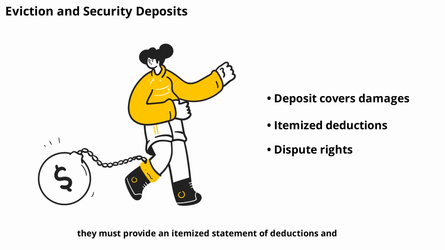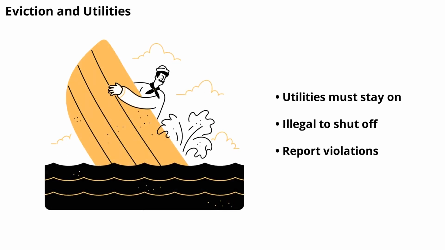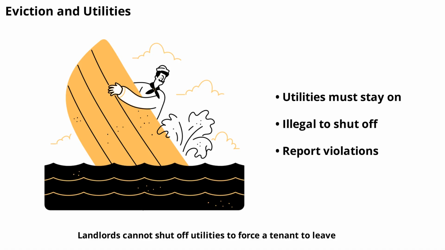After an eviction, landlords may use the tenant's security deposit to cover unpaid rent or damages. However, they must provide an itemized statement of deductions and return any remaining balance within the time frame required by law. Tenants have the right to dispute improper deductions and may take legal action if their deposit is not handled correctly.